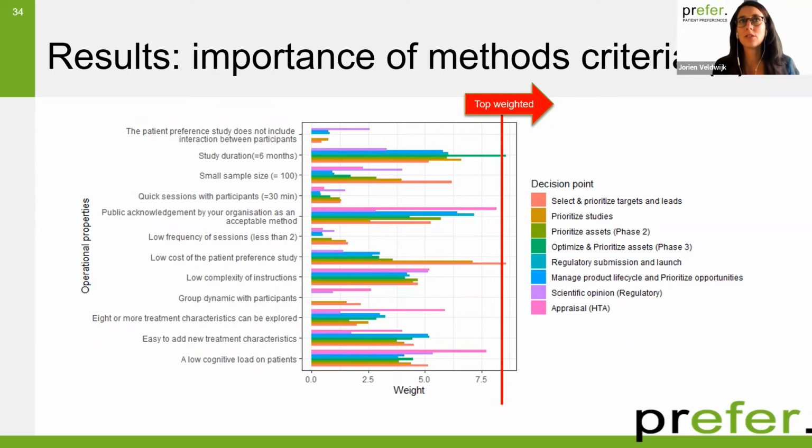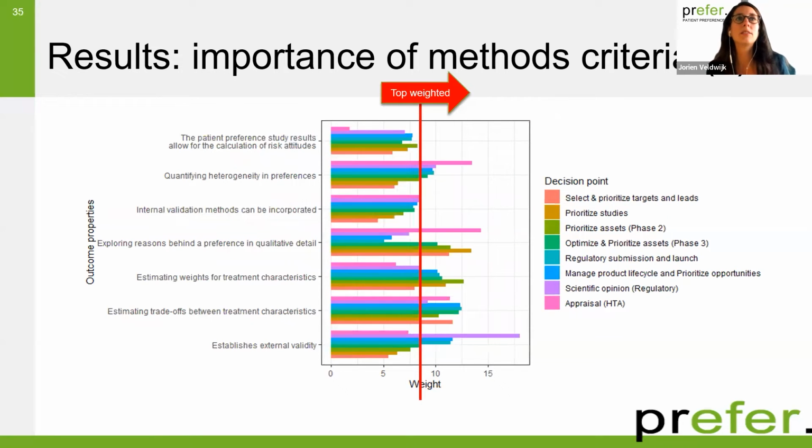And what we see is that study duration mainly is a priority in phase 3 trials, and that low cost of the preference study is important very early in the medical product life cycle, which I think makes quite a lot of sense. If we go to the next slide, we can see these 7 outcome-related methods criteria, and the scale on the x-axis is a bit different, but also here I put the bar at a weight of 8.